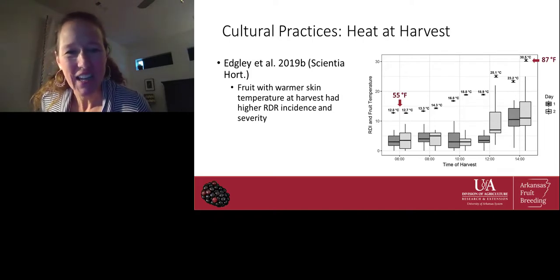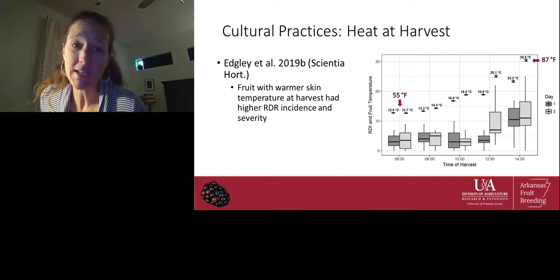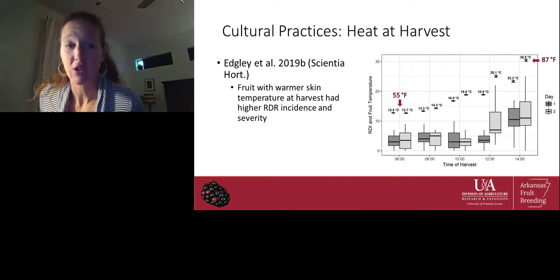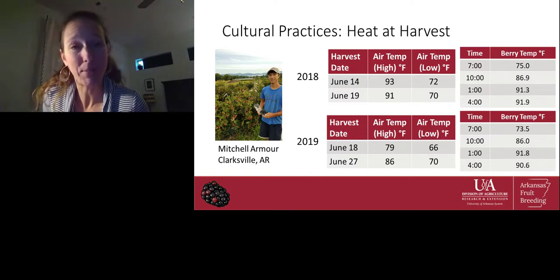Here you can see he had harvests that were at 87 degrees Fahrenheit down to 55. And he did find that harvests that were later in the day, at noon and at 2 p.m., where the temperatures were reaching 87, had a higher incidence and severity of red druplet reversion. And we have done some research on this at the University of Arkansas as well, so in a climate that's more similar to what y'all are dealing with.